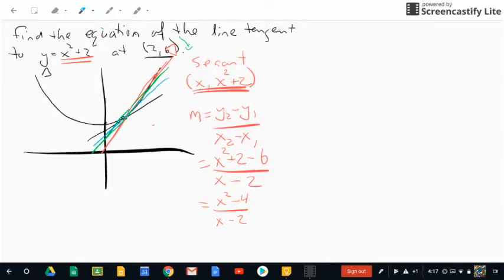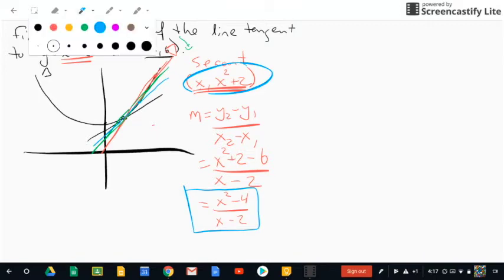And so what's happening here is as I move that second point, x comma x squared plus 2, closer and closer to the point that I was given at the beginning, 2 comma 6, this slope right here starts to approximate the slope of the tangent line. Hopefully, after describing it like that, you get a sense of what I'm actually doing here.